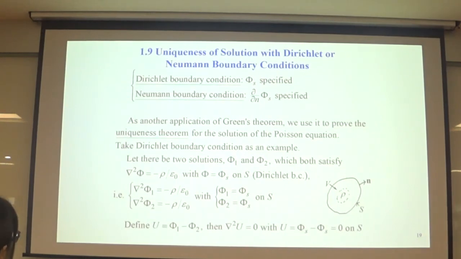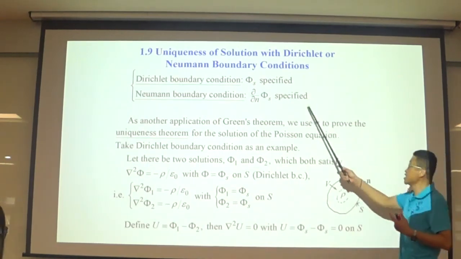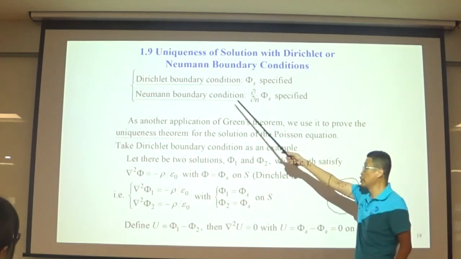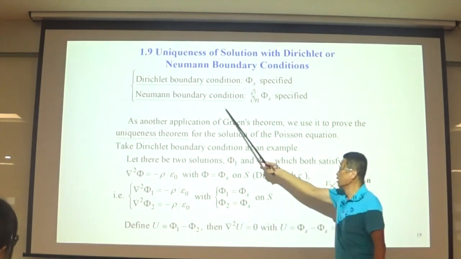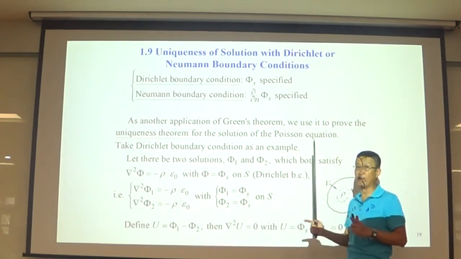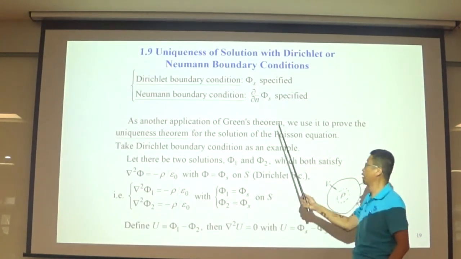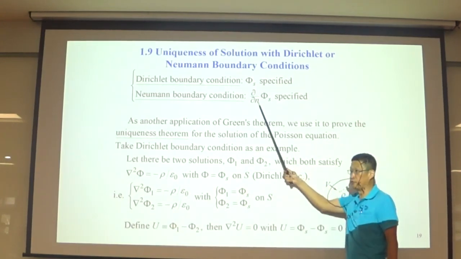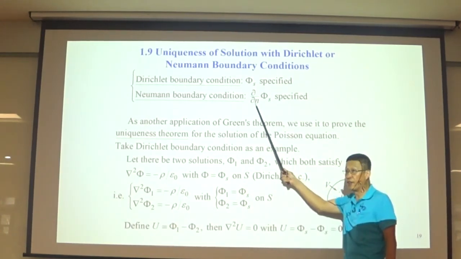Uniqueness, 唯一性. Uniqueness of the solution with Dirichlet and Neumann boundary conditions. We have two boundary conditions. Actually, we have three. Dirichlet boundary condition means the boundary value is given, is specified. Neumann means the normal derivative at the boundary is given.